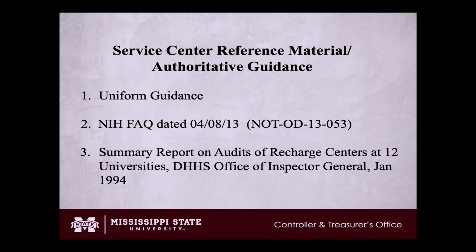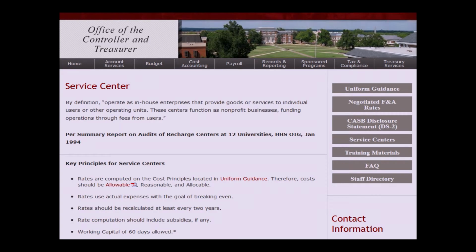Unfortunately, there's a very limited amount of guidance for service centers, and we actually only have 3 sources that describe the accounting for service centers. The first is the Uniform Guidance, the second one is the National Institute of Health FAQ, which was dated April 8 of 2013. And the third is a summary report on audits of recharge centers at 12 universities issued by the Office of Inspector General of the DHHS in January of '94. There are 5 principles that we can glean from the authoritative guidance.